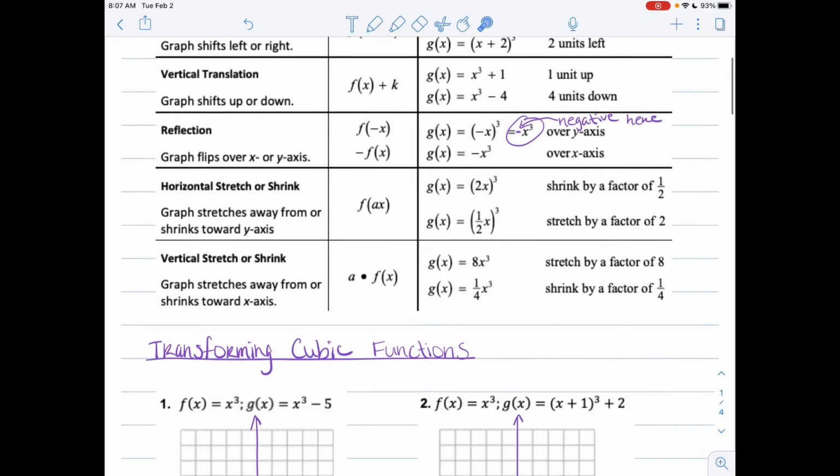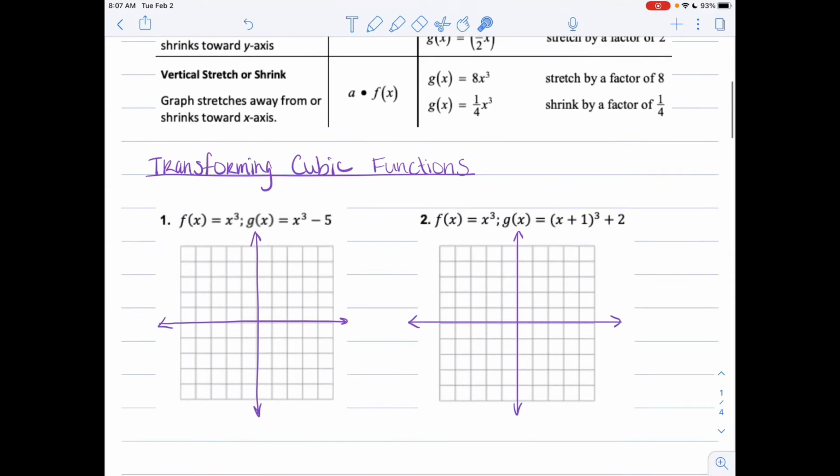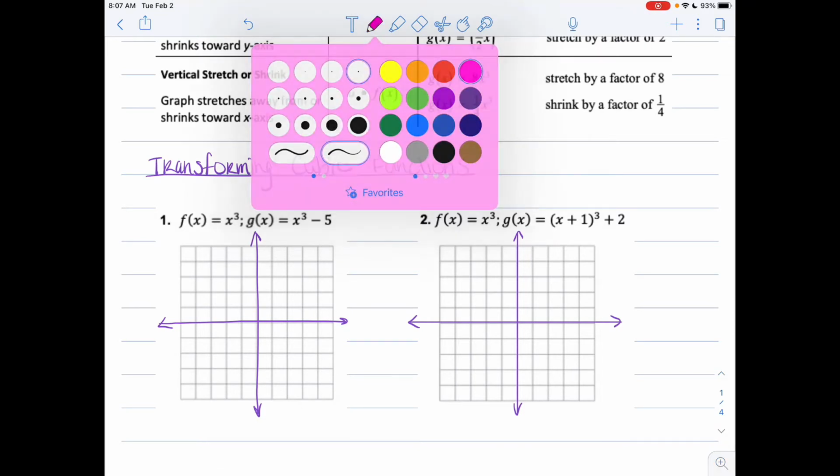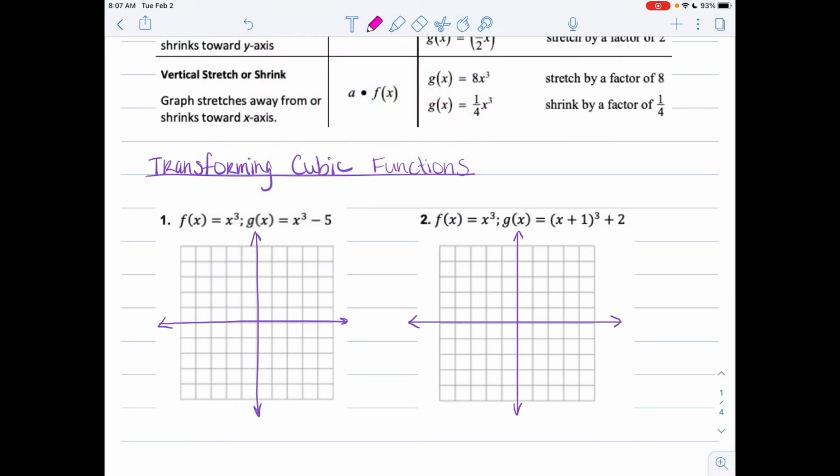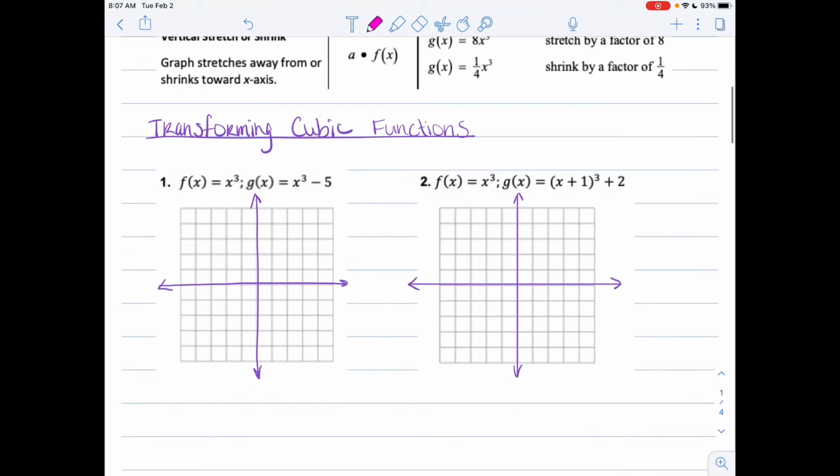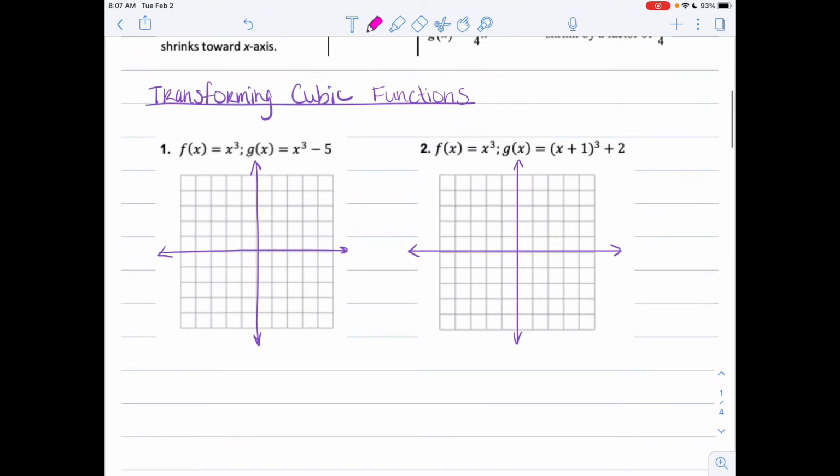We're first going to talk about having our parent function x to the third and transforming it to meet the new function g of x. So I want to draw my parent function first and then follow that up with drawing my new function g of x and then stating what has happened to it.